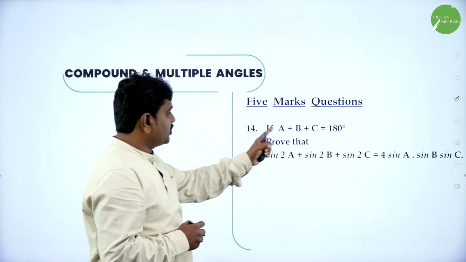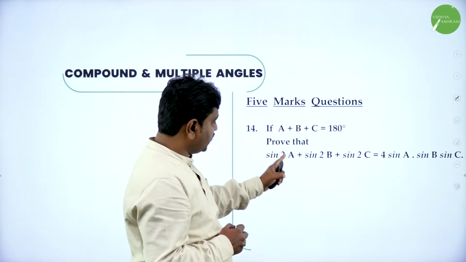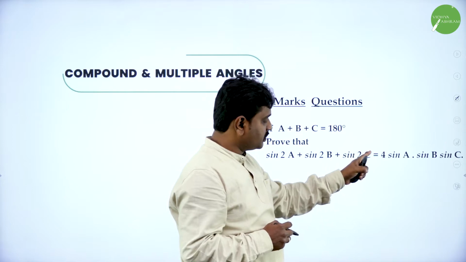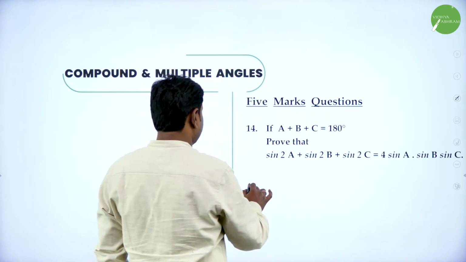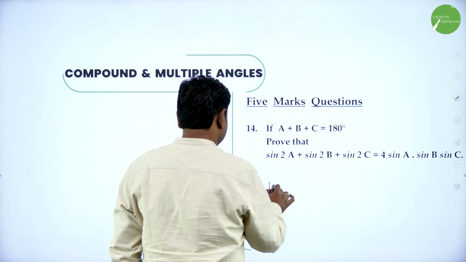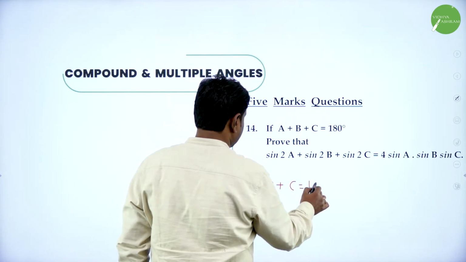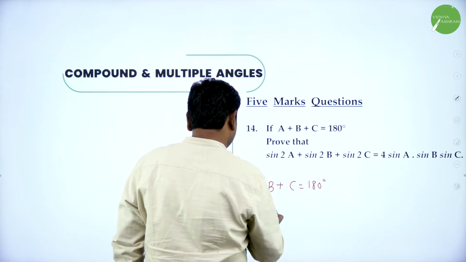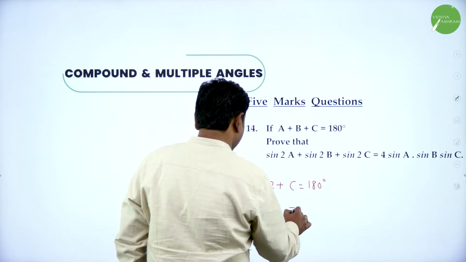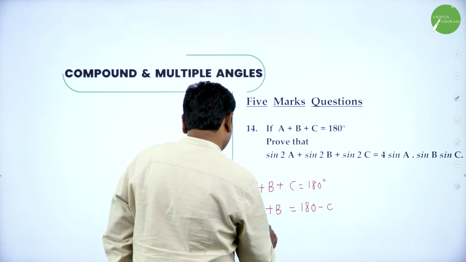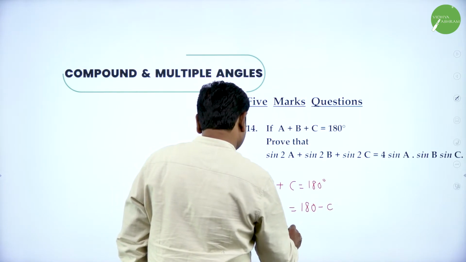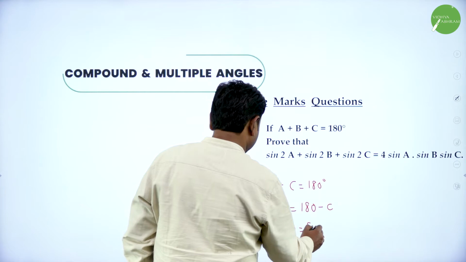Now, if A plus B plus C is 180, prove that sin 2A plus sin 2B plus sin 2C is equal to 4 sin A sin B sin C. See dear students, they gave A plus B plus C as 180. So suppose you want A plus B, what is A plus B? 180 minus C. And apply sin on both sides. If I apply sin on both sides, sin of (A plus B) is equal to sin of (180 minus C).